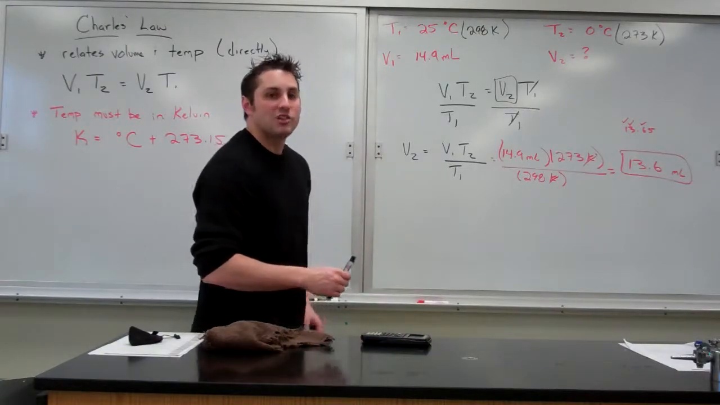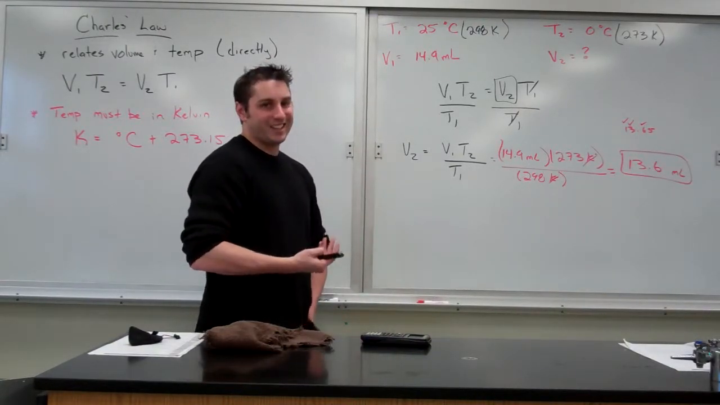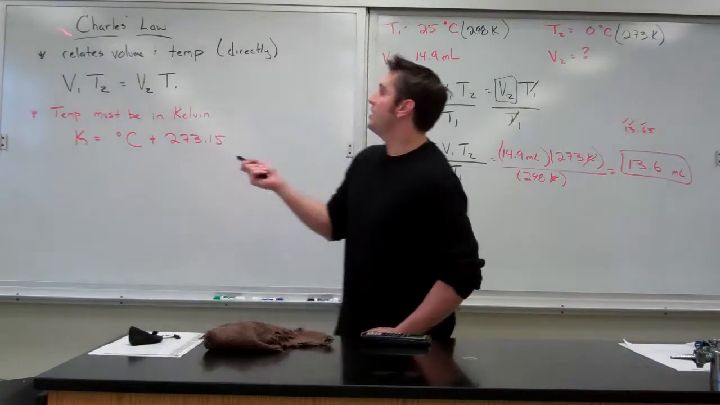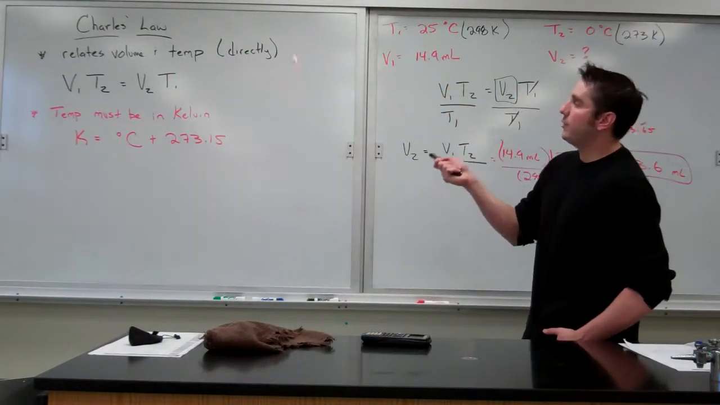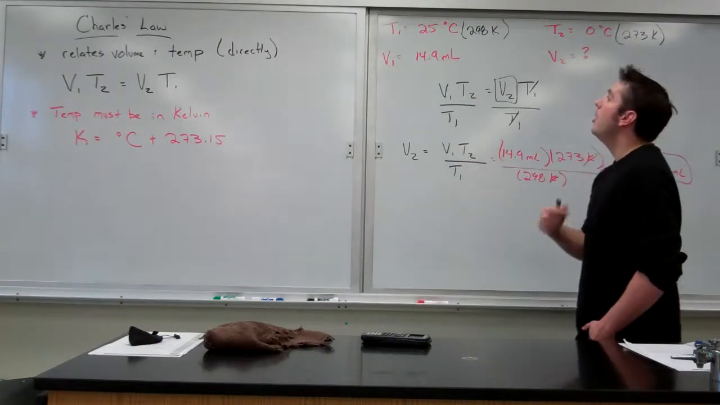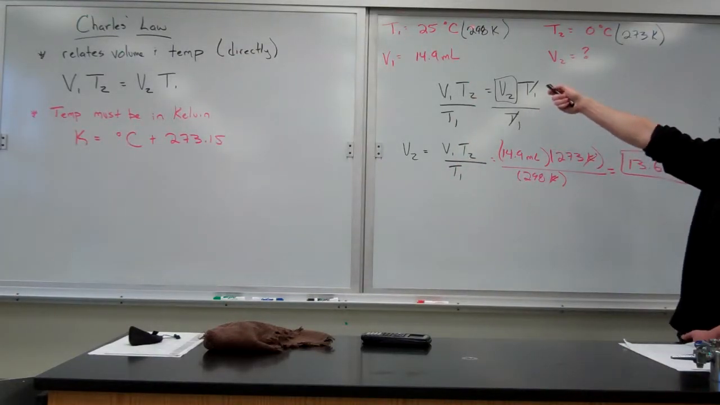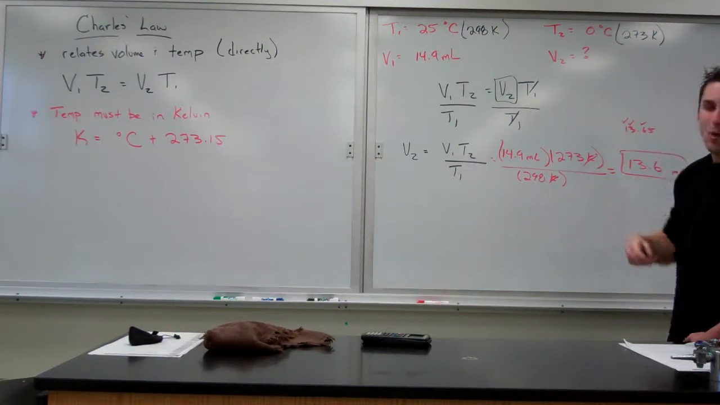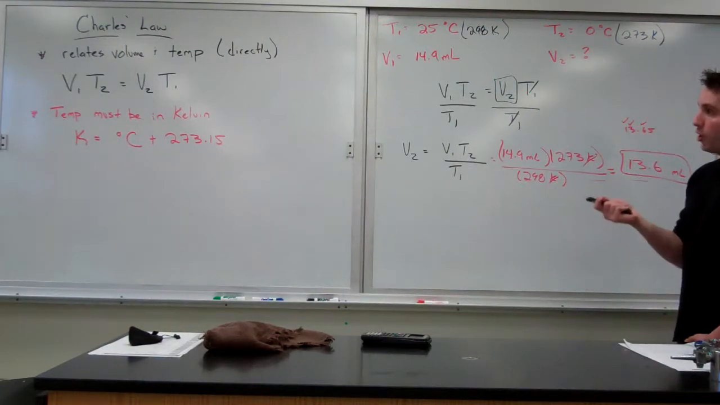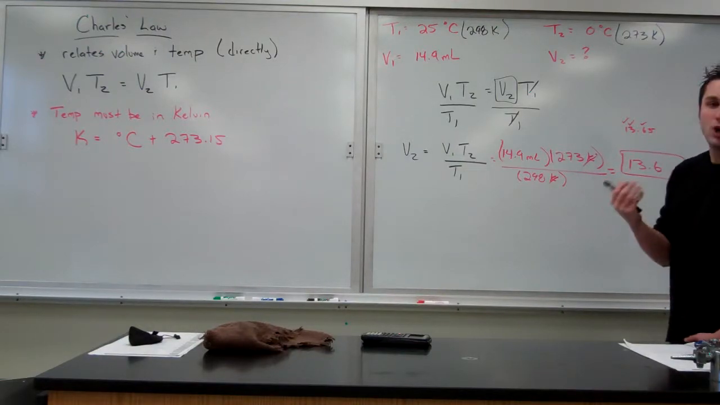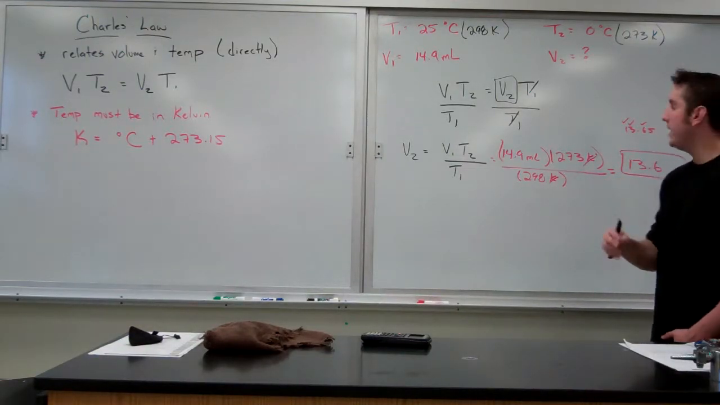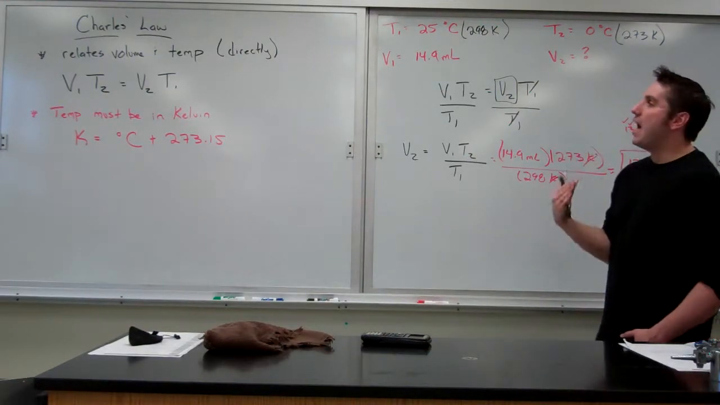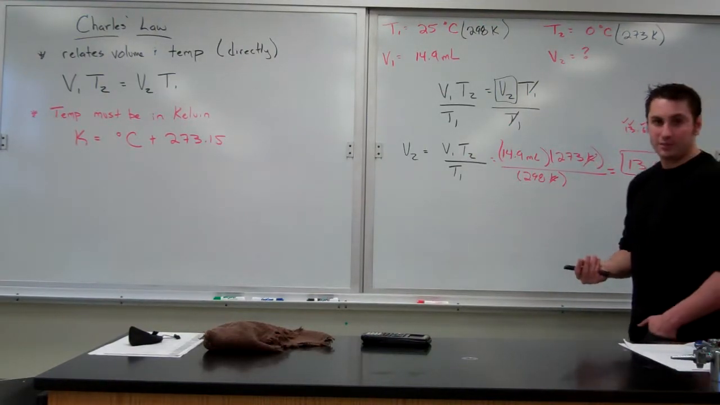Great thing about gas law problems is they have built-in checks to see if you're right. Here's what I mean. We know that temperature and volume are directly related. One goes up, the other goes up. You can use that to check. T1 was 298, T2 was 273. T went down. According to Charles's law, that means V should also go down because they're directly related. Sure enough, 14.9 to 13.6, that makes me think we did something correct.